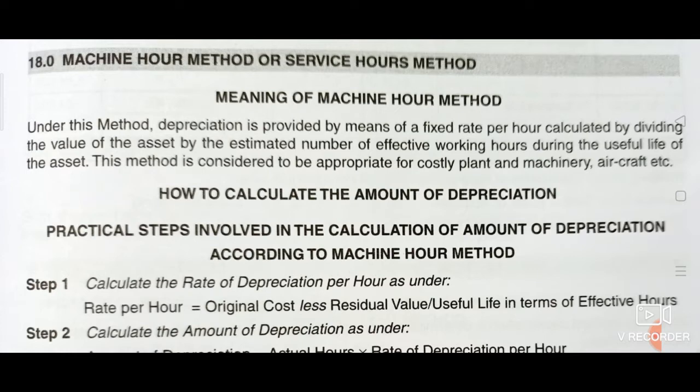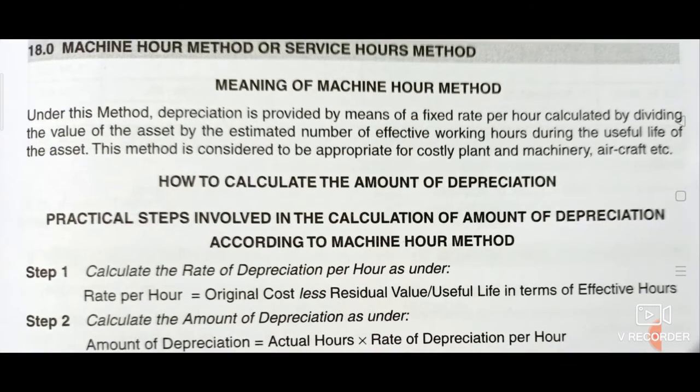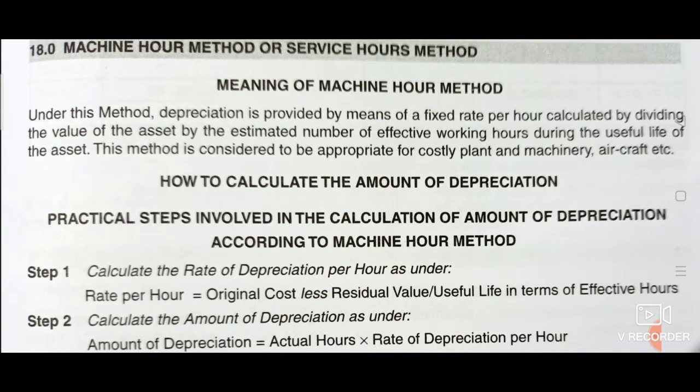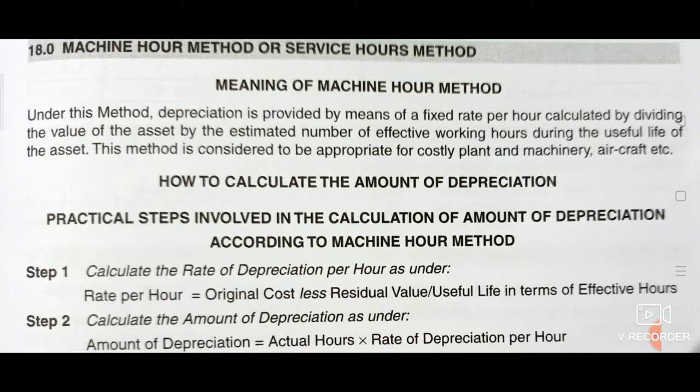Step 1 is to calculate the rate per hour of that machine, and the formula is original cost minus residual value, meaning scrap value, divided by useful life in terms of effective hours, not in terms of years. Then the amount of depreciation is equal to actual hours worked in that year into rate of depreciation per hour. Let's see one example of this.